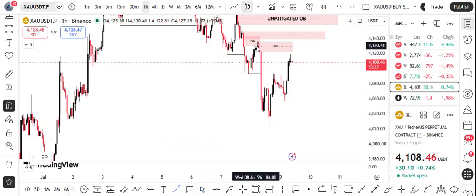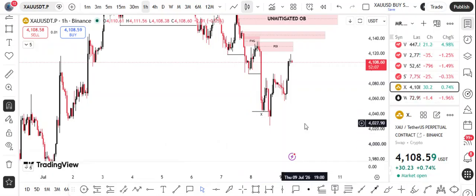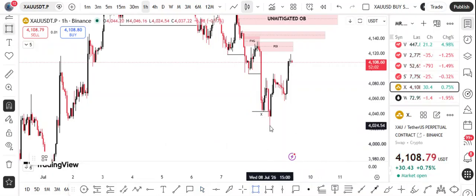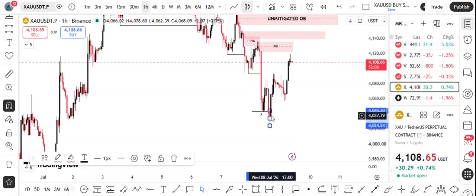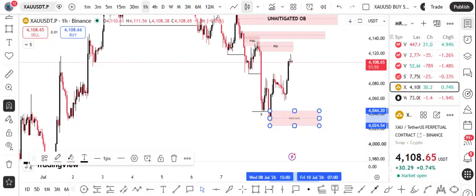Given this low here, we broke the structure here, and then the market reversed from here. Okay, you can see this. So this is what we call a liquidity block. So this is my liquidity block, and from here I see there's an order block here. This is also an order block.